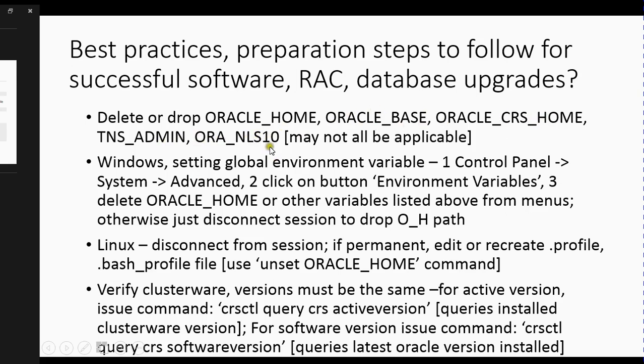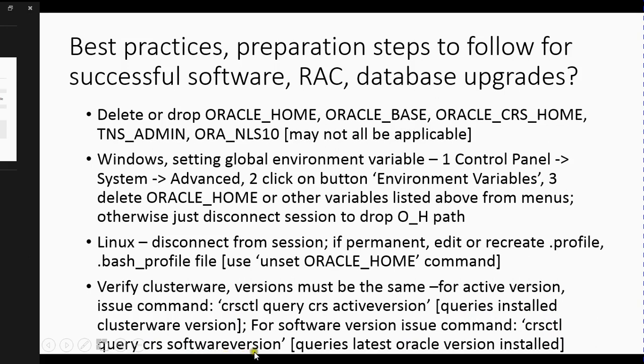After you unset these individual home location parameters, you can verify which version of the Clusterware you have installed on your system. The command that you would use is crsctl, which stands for Clusterware controller. You just query the active version. This is going to find which Clusterware version you have installed on your system. Then you take this query and match it against the query here at the bottom. The second query that you would be issuing is the crsctl query crs softwareversion.